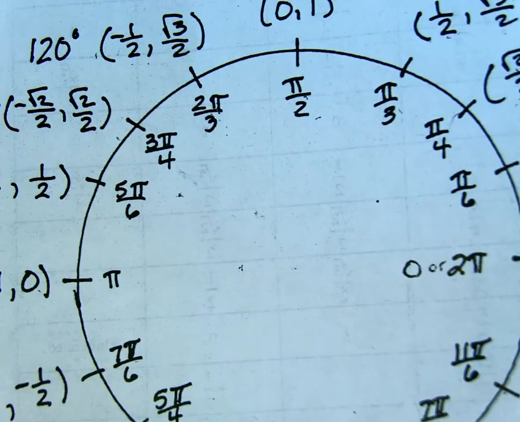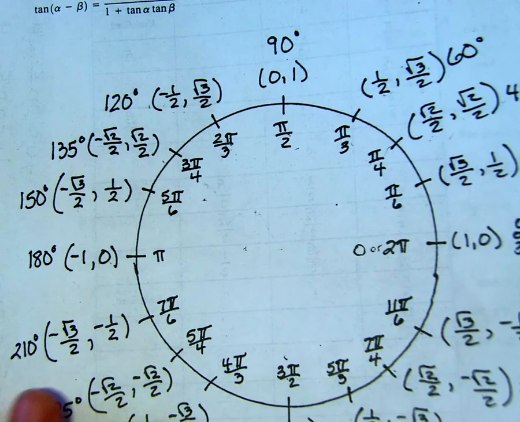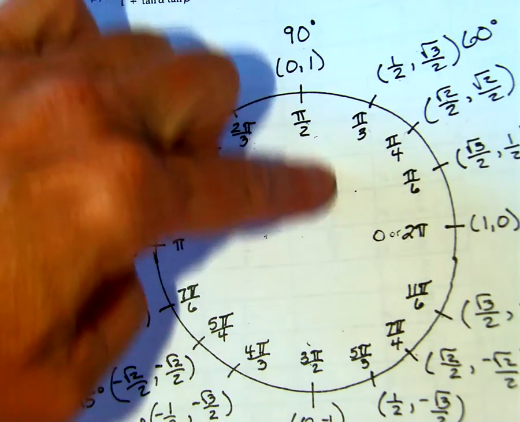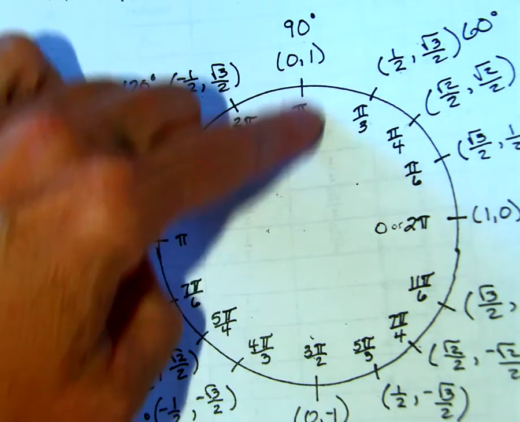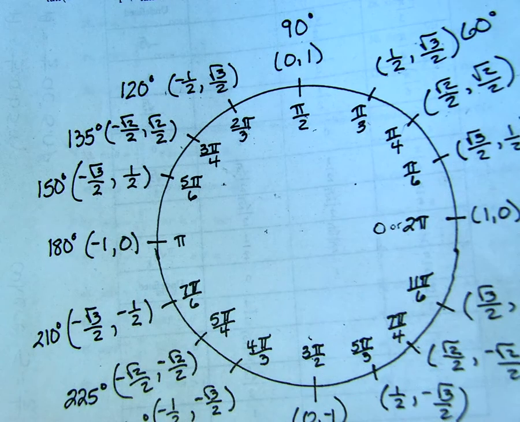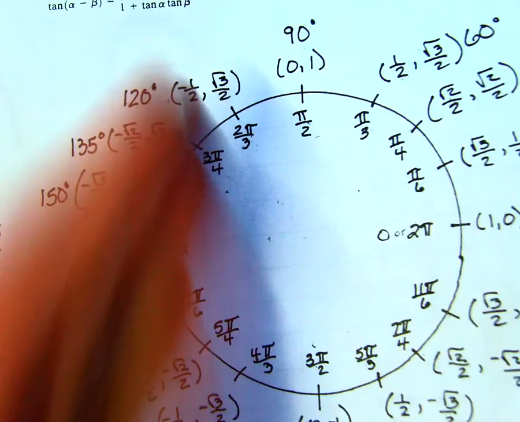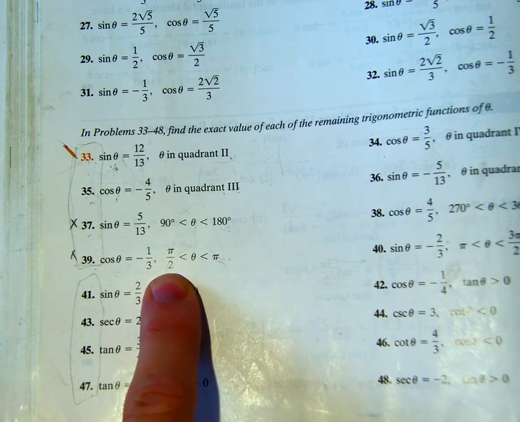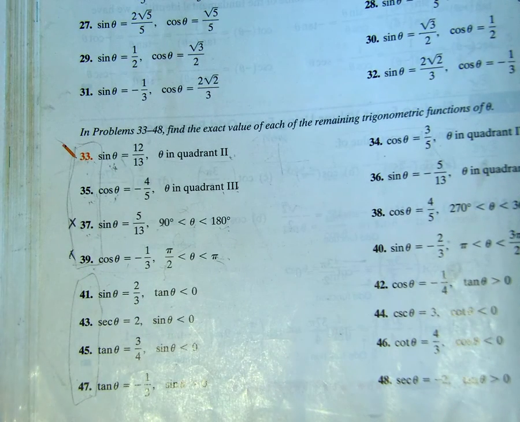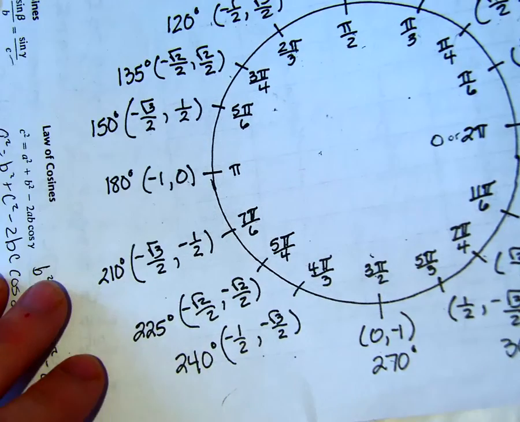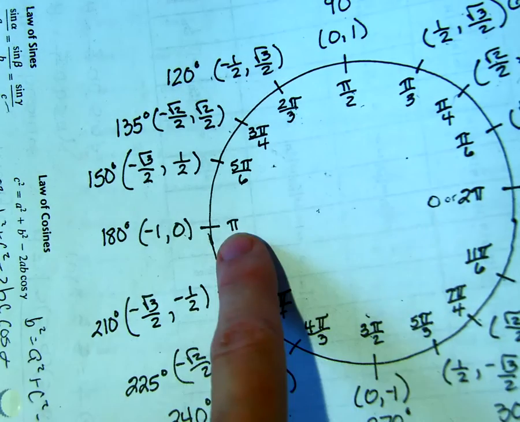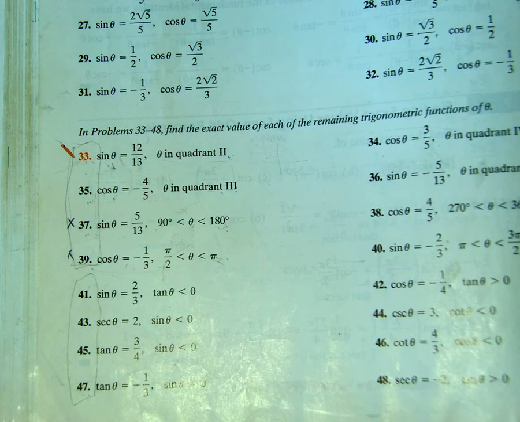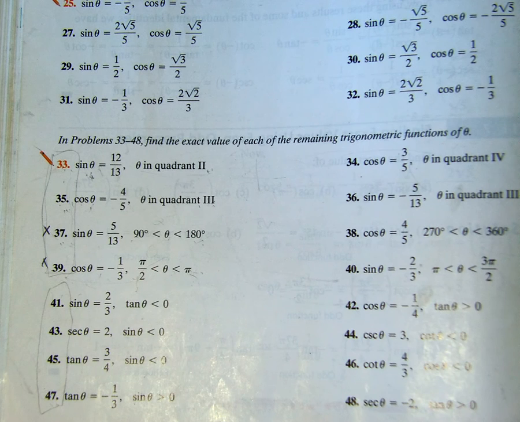If you look at your unit circle, find 90, then find 180. 90, 180. What quadrant is this? Oh, that's just quadrant 2. It's just another way to tell you it's quadrant 2. That means only sine and cosecant are positive. 39 tells you in a weird way too. It says theta is between pi over 2 and pi. Same thing. Look at your unit circle. Pi over 2, pi. What quadrant is this? Same thing, quadrant 2. All right, so go ahead and pause, do these problems, check the answers, call me over if you have any questions.